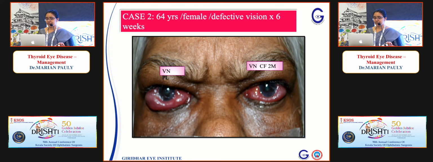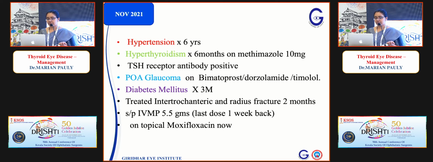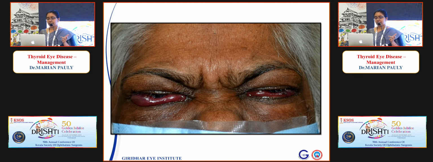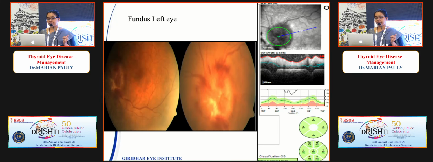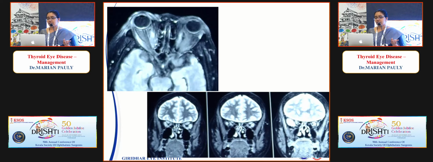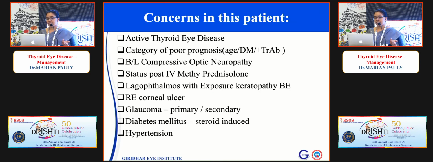Right eye vision is PL, left eye is CF 2 meters. He's a known case of hypertension, hyperthyroid, TRAb positive, glaucoma, diabetes, already treated with IVMP. See, she has got many of the risk factors. You should be very careful in treating this patient. Lagophthalmos, corneal ulcer, and on fundus you can see disc edema. The scan was suggestive of everything.